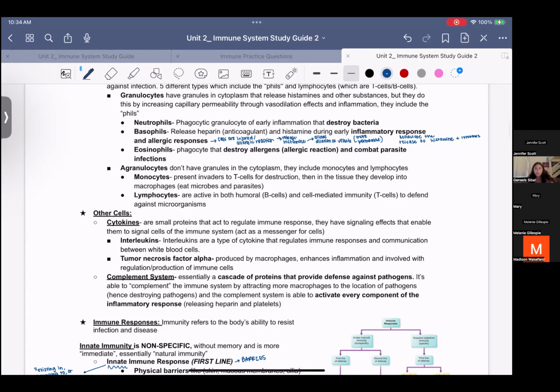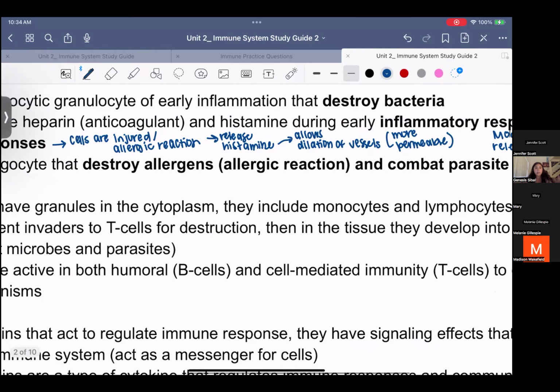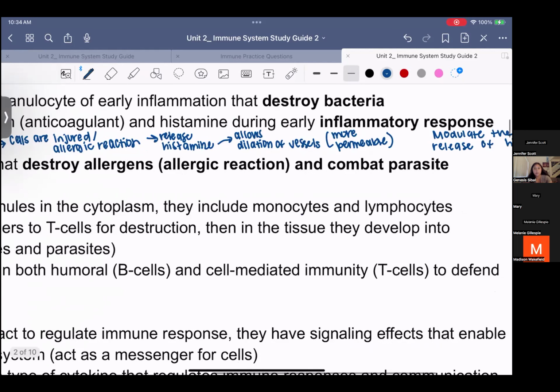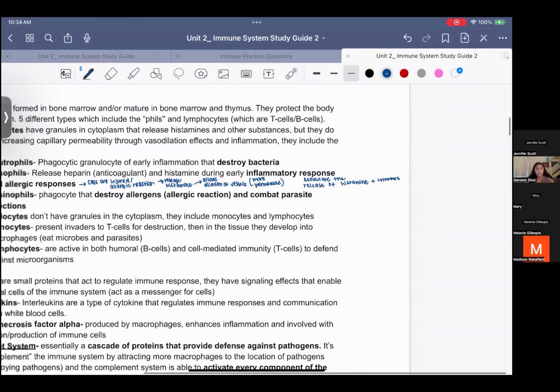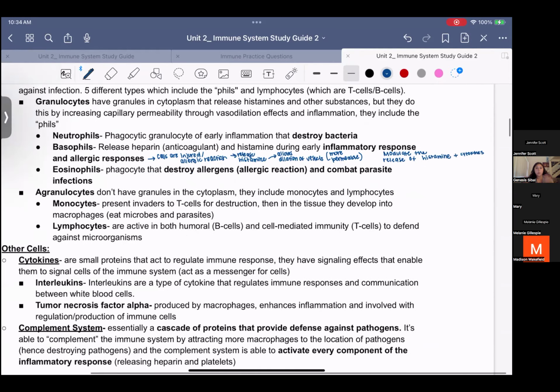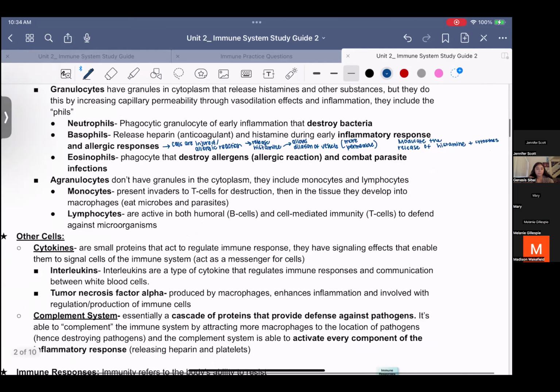And so basically, when cells are injured, or let's say you're having an allergic reaction, your cells are going to release histamine, which allows those vessels to dilate, so they're becoming more permeable. And then basically, they just help to modulate the release of histamine and cytokines. And we'll talk about what that is as well. But basically, just remember inflammatory response, allergic response.